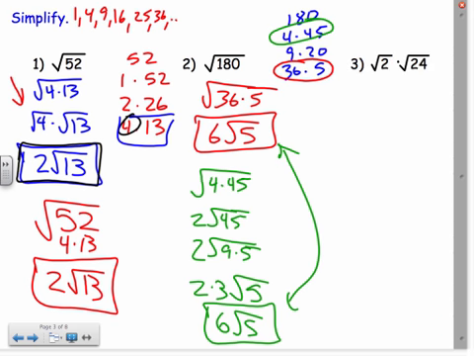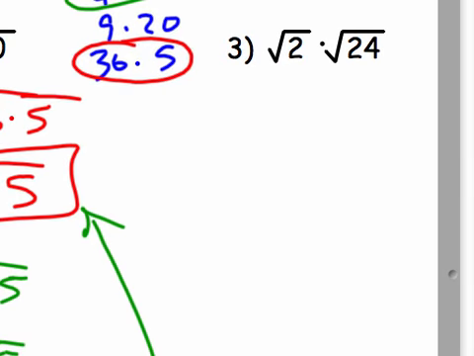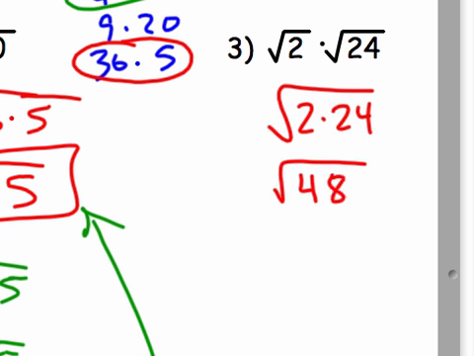And lastly, if they have two radicals split up, it's your choice. I can either find perfect square factors of 24, for example 4 times 6, and simplify from there. Or what I usually do is I combine these two right away. I'll take the square root of 2 times the square root of 24, and I'll write it as the square root of 2 times 24, which is the square root of 48. And then I'll find perfect square factors to that. I think that's easier for me.